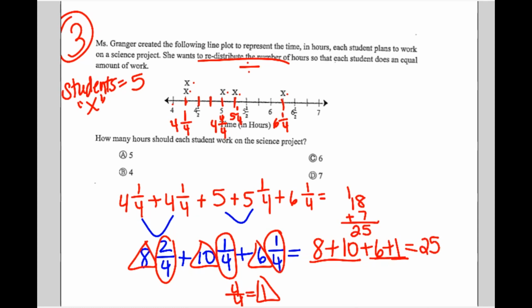And then what are we dividing by? Dividing by our 5 students. Oh, this is so easy. Does this give us a fraction? Yes, it does. That fraction looks like 25 over 5, which equals what? 25 divided by 5 equals 5. So it'd be 5 hours. So our answer is A.